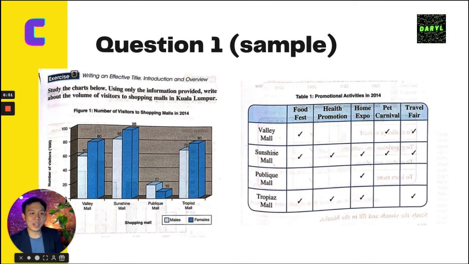So relate. Let's say over here you see which one is the highest, and then relate it. Why does Sunshine Mall have the highest number of visitors in 2014? And the answer is because Sunshine Mall has Food Fest, Health Promotion, Home Expo, Pet Carnival and Travel Fair, and that's why a lot of people went to the shopping mall. Okay.